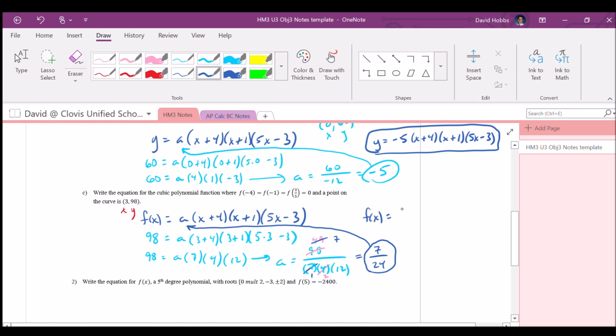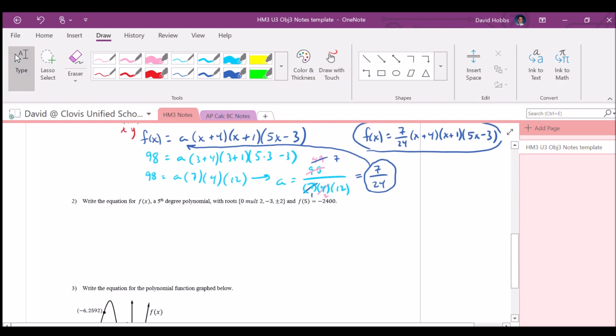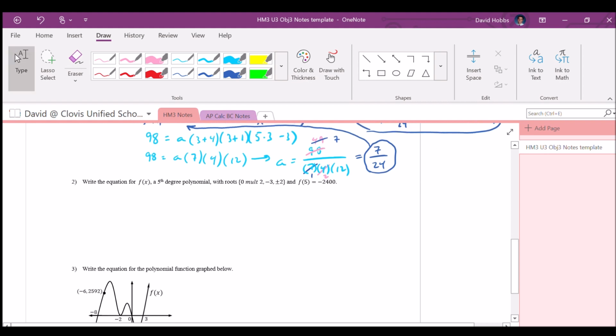So f of x is 7/24 times x plus 4 times x plus 1 times 5x minus 3. By the way, does it matter what order the factors are in? X plus 4, x plus 1, and 5x minus 3. No, that really doesn't matter, the order, because multiplication is commutative. Okay, well, you're not always going to get the same zeros, the same roots all the time. So let's try something else here.